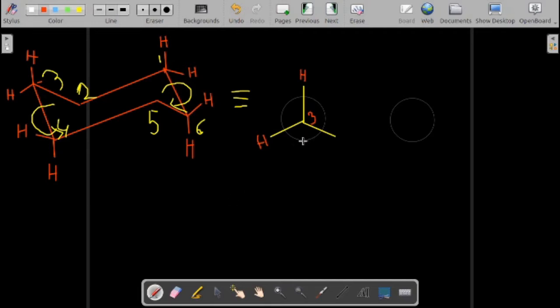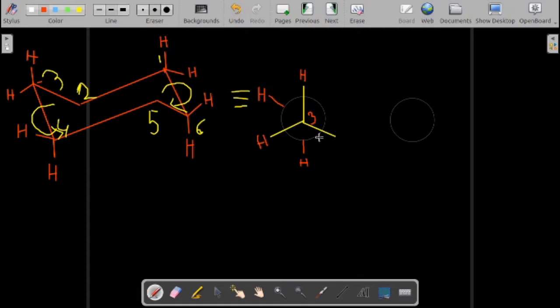So here, these two hydrogens are anti to each other in the Newman projection. So here we sketch that: this is the hydrogen, this is the axial hydrogen, and this equatorial hydrogen is in this position.